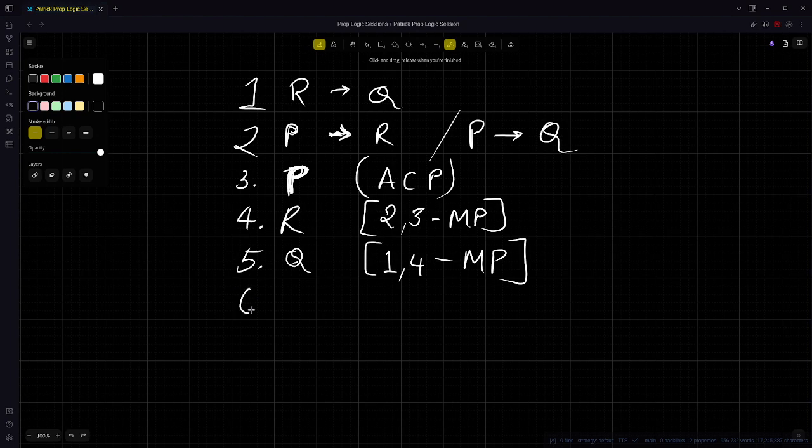So if P is true, then Q has to be true, which means P implies Q. And I'll just write CP from 3 to 5. Or you can write 3, 4, 5.